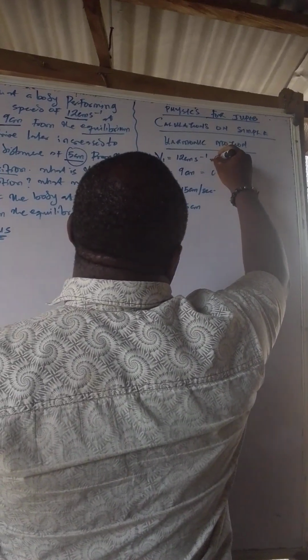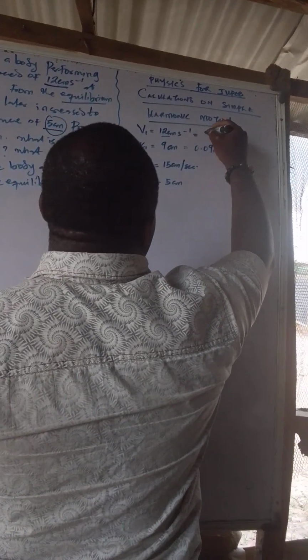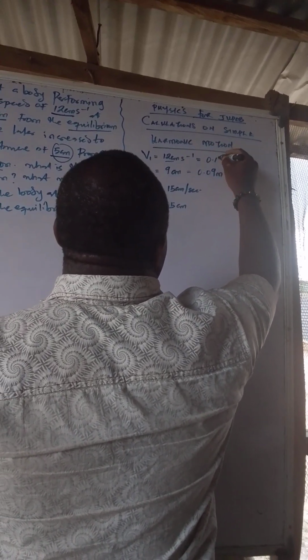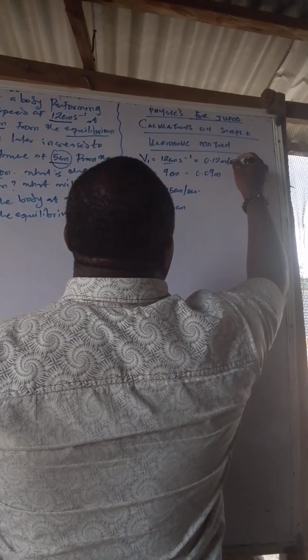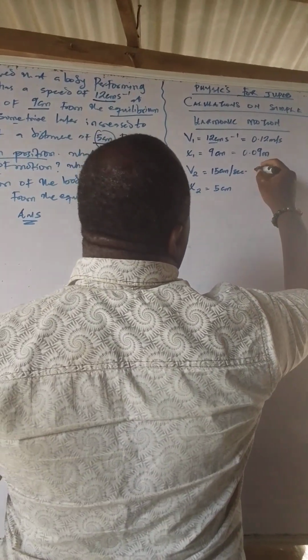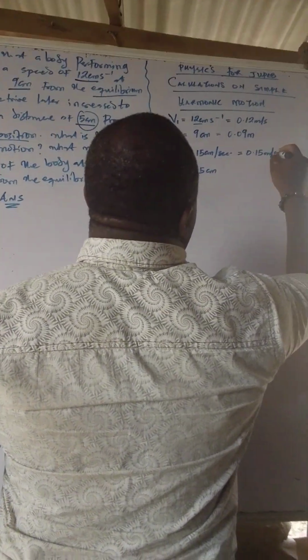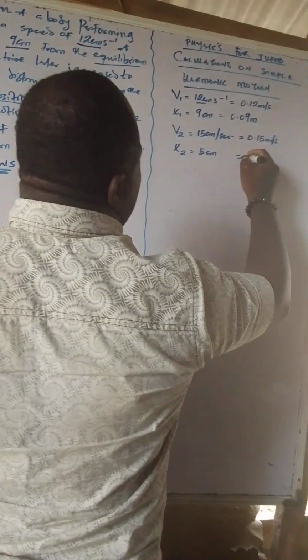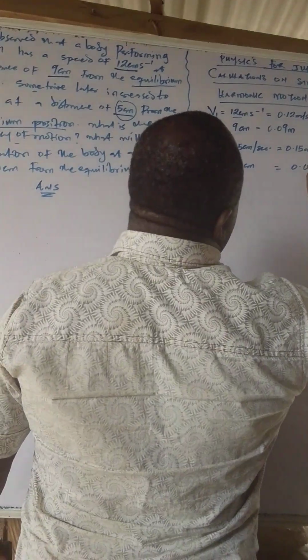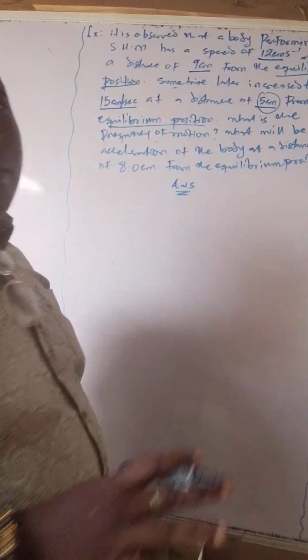12 centimeters per second, let's convert it to meters per second. So we are going to convert the 12 centimeters only. 12 divided by 100 is 0.12 meter per second. V2, 15 centimeters per second divided by 100, is 0.15 meter per second. Then 5 centimeters is 0.05 meter. You can see that's very simple.